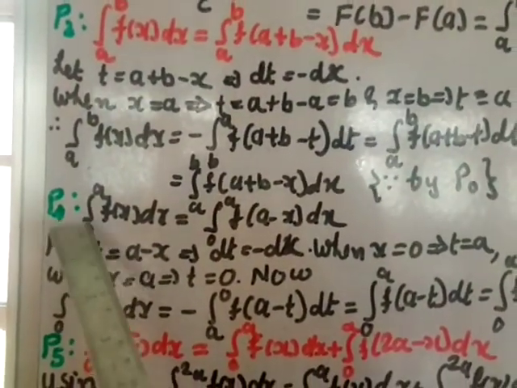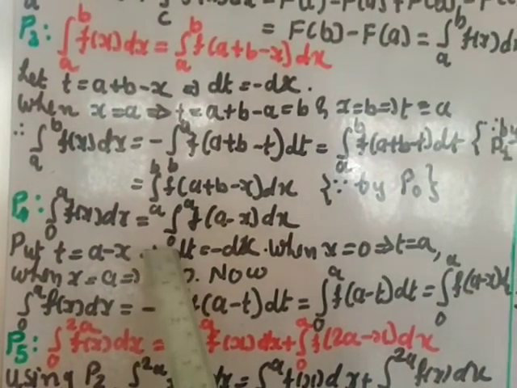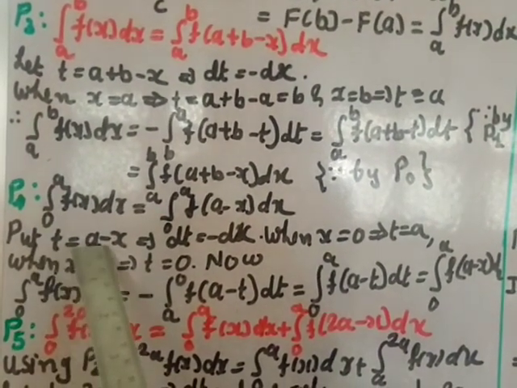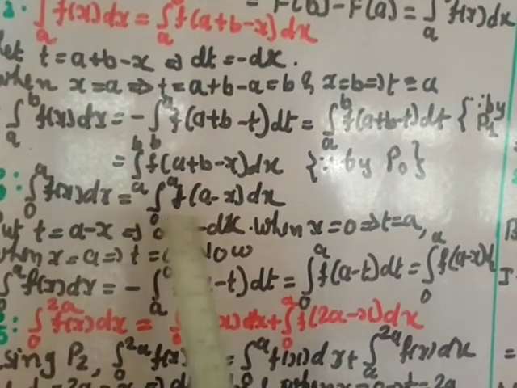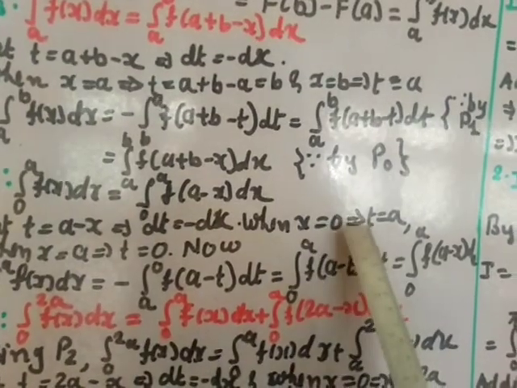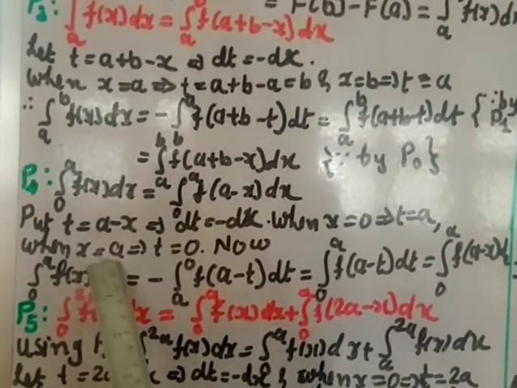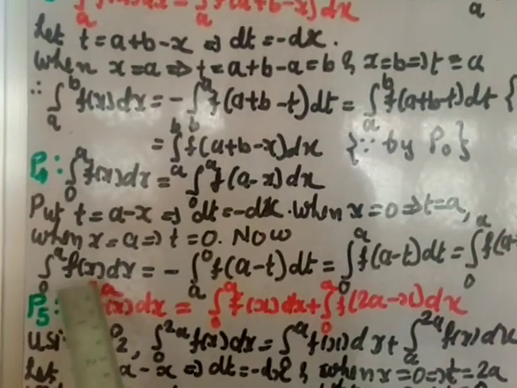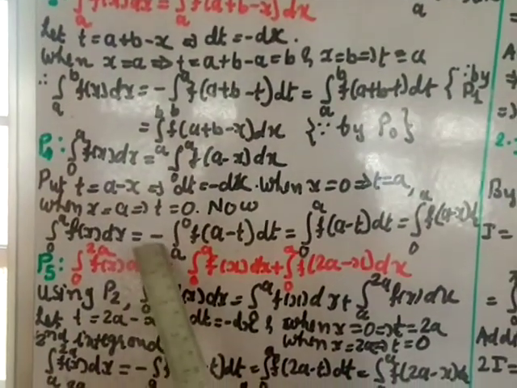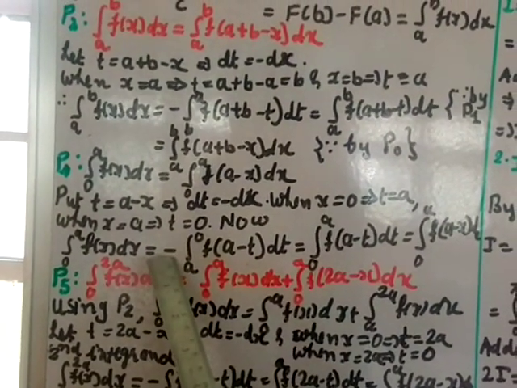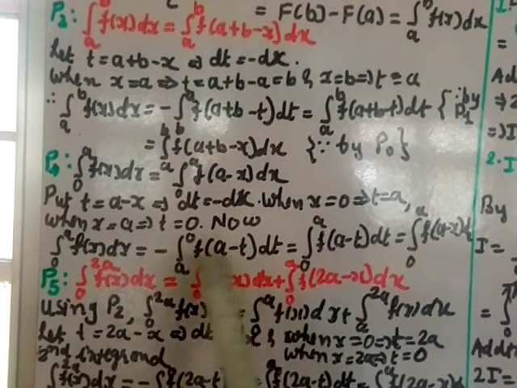P4: integral 0 to a f(x) dx is equal to integral 0 to a f(a minus x) dx. Put t equal to a minus x. Differentiate: this is dt, this is minus dx. Change the limit. When x equals 0, t is equal to a. Put x equal to a, then t will be 0. Take this part, integral 0 to a f(x) dx, equal to minus integral a to 0, because dx is equal to minus dt.